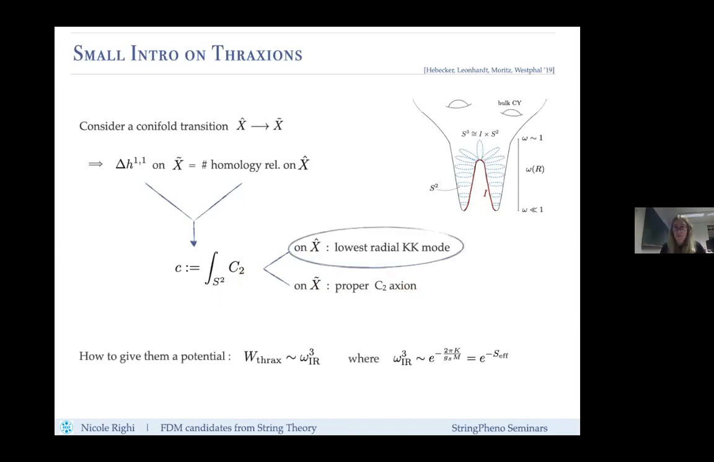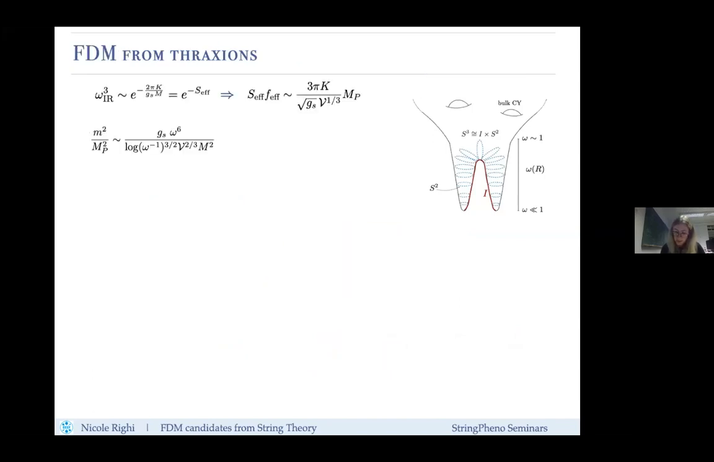So how do we give a potential to this new particle? In this work, the authors propose that this particle receives a potential via a non-perturbative correction to the superpotential, which scales as the warp factor of the throat cubed, where the warp factor is famously the exponential of the ratio of the two flux numbers inside the throat. And we will see, we define this as actually the instanton action of this particle. So now we can proceed.